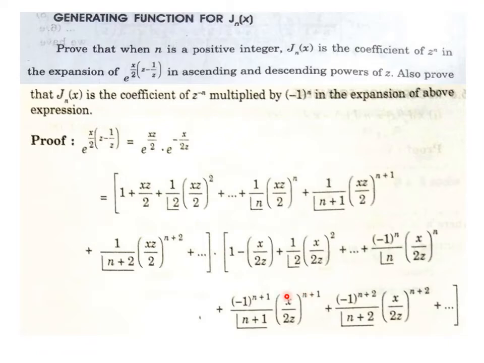there we can see 1 upon z power n plus 1, meaning z power minus n minus 1, multiplied with the second term of the first bracket, z power 1. So z power 1 into 1 upon z power n plus 1 will provide z power minus n. Similarly, the third term of the first bracket has z power 2, and the next term of the second bracket has 1 upon z power n plus 2; multiplied together they will again provide z power minus n.